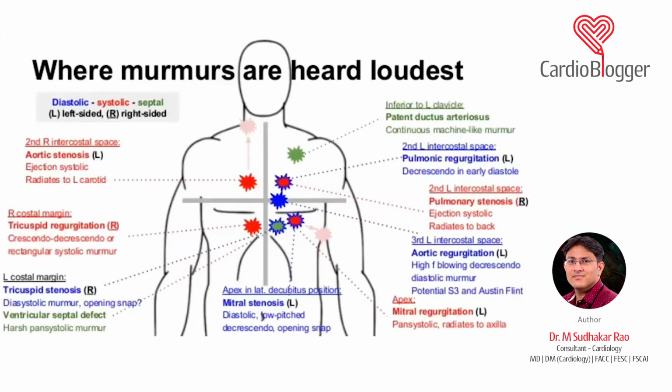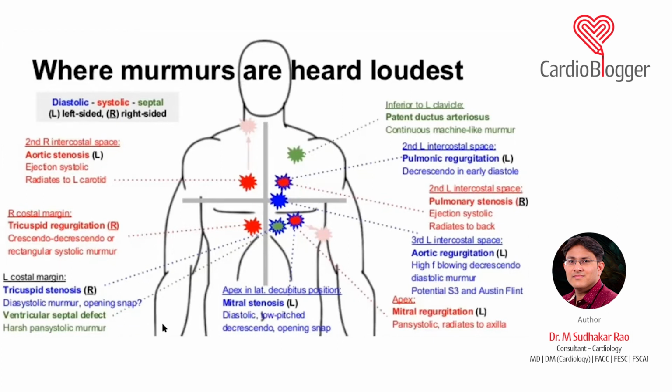Now, as I already discussed with you, the second right intercostal space, the murmur best heard there is the aortic stenosis murmur. Now, I will try to discuss each of these murmurs in short so that I do not have to repeat again and again. The aortic stenosis murmur is a harsh murmur. It is a high-pitched murmur, and it is usually an ejection systolic.